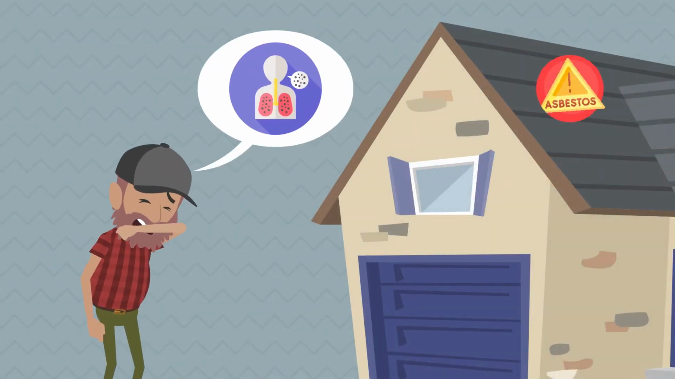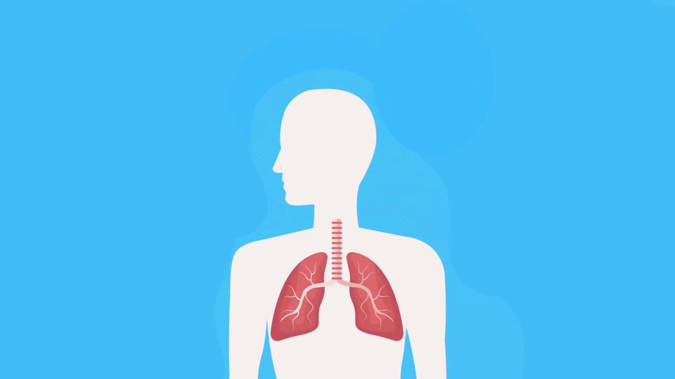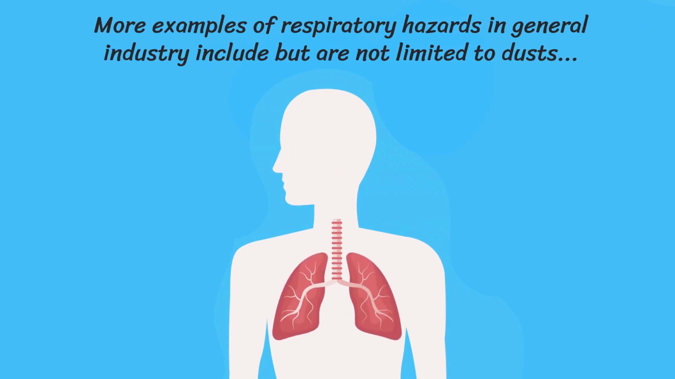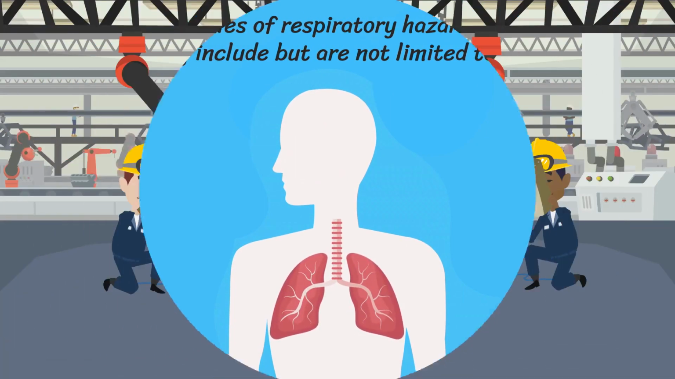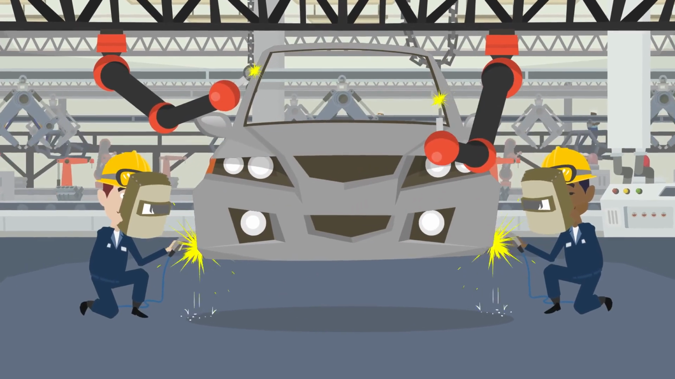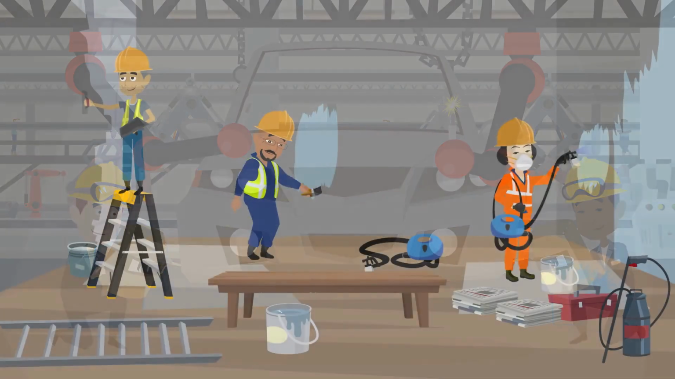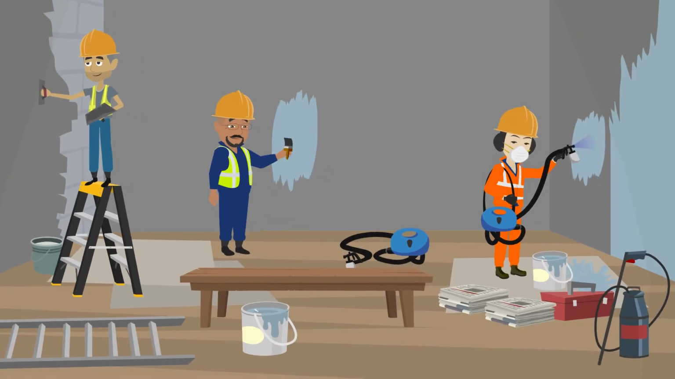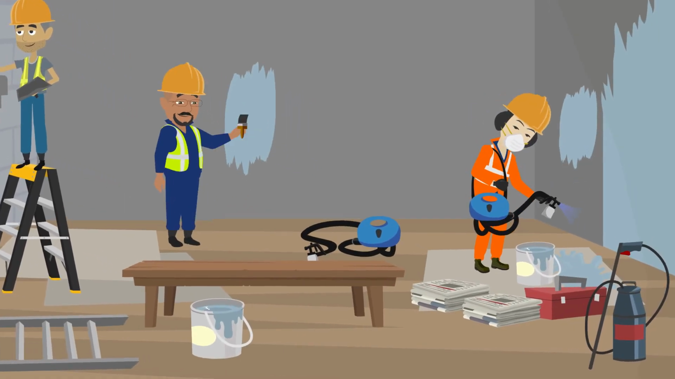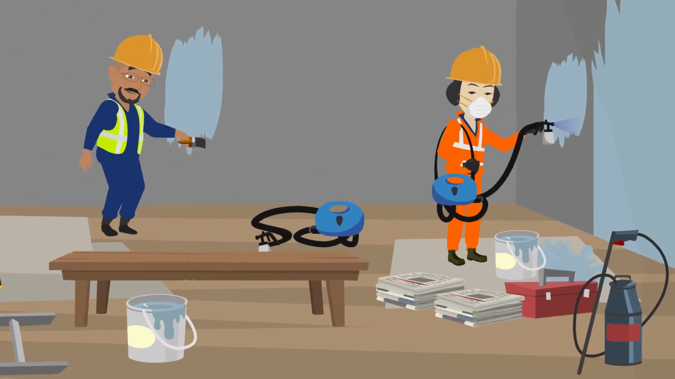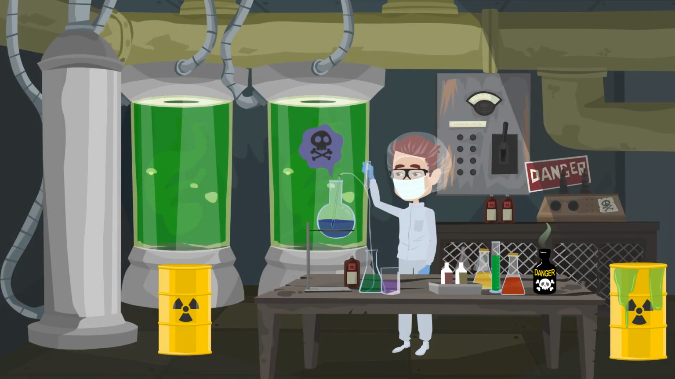More examples of respiratory hazards in general industry include, but are not limited to, dusts, metal fumes from welding, cutting, and smelting of metals, solvent vapors from spray coatings, adhesives, paint strippers, and cleaning solvents. Also, this includes chemical hazards, sensitizing vapors or dusts.